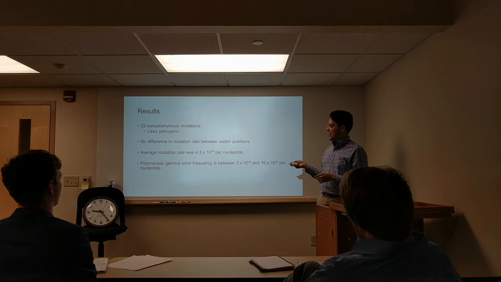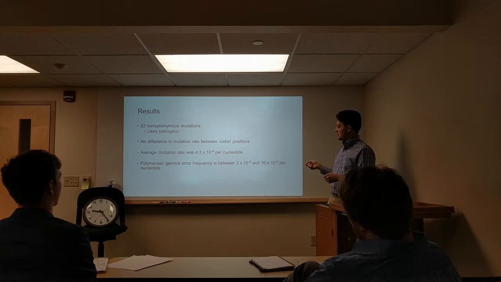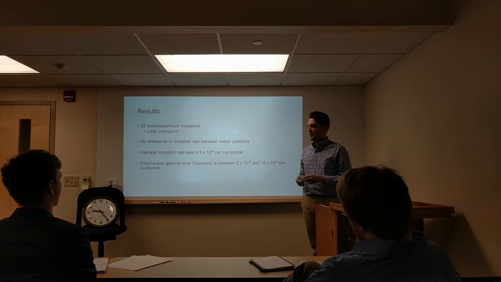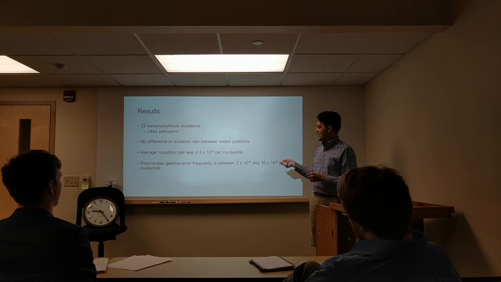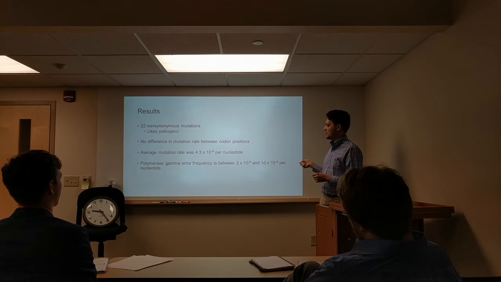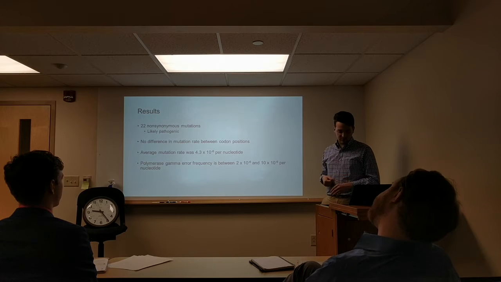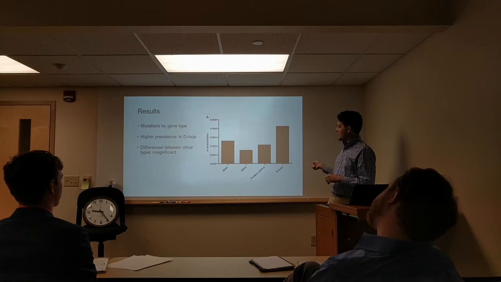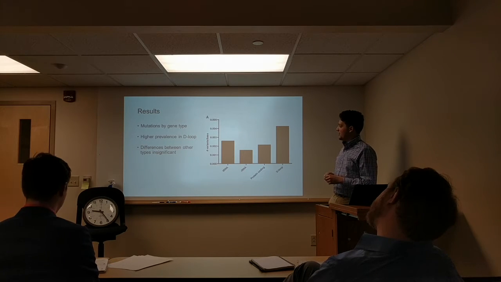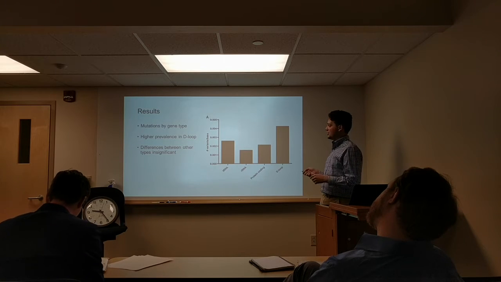What's interesting is that polymerase gamma, which transcribes mtDNA in the cell, has an error frequency between 2 times 10 to the negative 6th and 10 times 10 to the negative 6 mutations per nucleotide. This means that the average mutation rate fell right within the error frequency for the polymerase that transcribes these sequences. This graph shows the mutations based on the gene type.